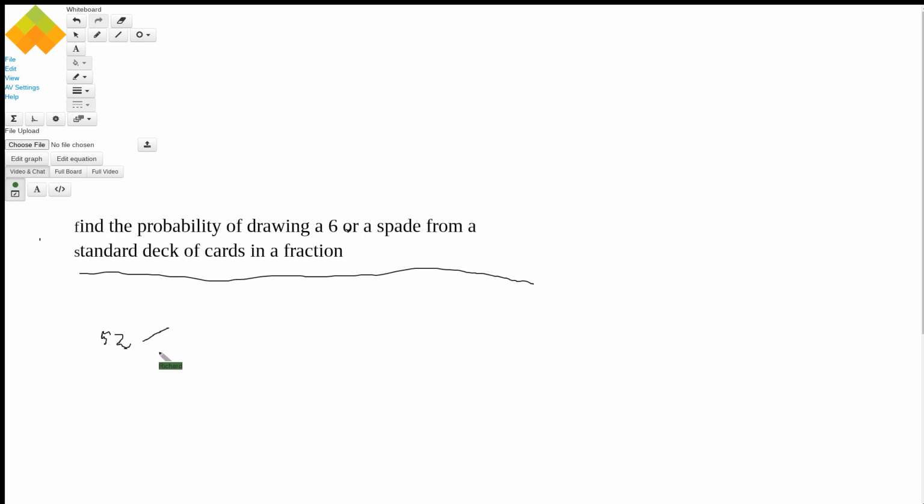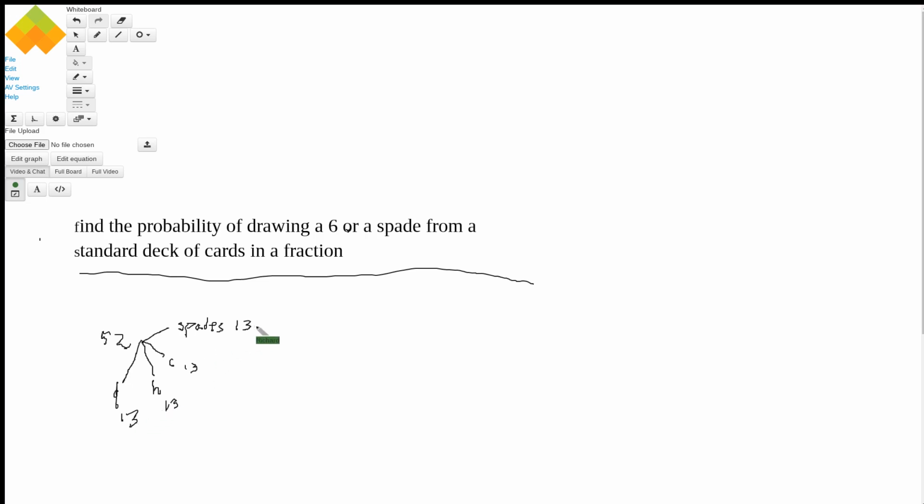Inside this deck there are four different types of cards. You have diamonds, hearts, clubs, and spades. The spades and the clubs are black. The hearts and the diamonds are red. There's 13 of each of these, and if you multiply 4 by 13, you'll see that it's 52.